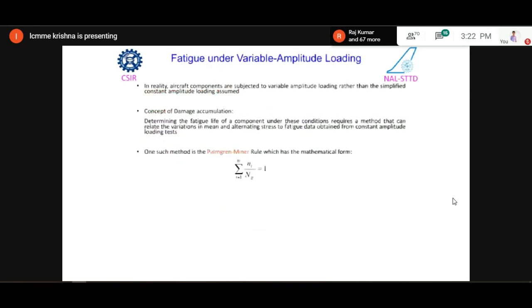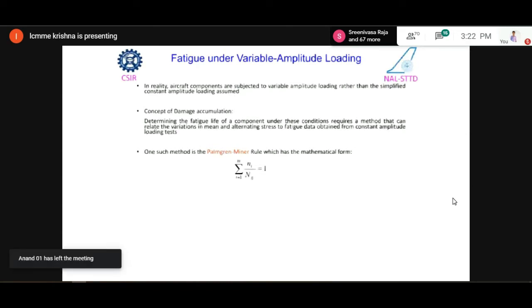So coming to the fatigue under variable amplitude loading. Constant amplitude is easy to handle, but variable amplitude is much more difficult. In reality, aircraft components are subjected to variable amplitude loading rather than the simplified so-called CAL, constant amplitude loading. The concept of damage accumulation determines the fatigue life of a component under these conditions, which requires a method to relate the variation in mean and alternating stress to the fatigue data obtained from constant amplitude loading tests.